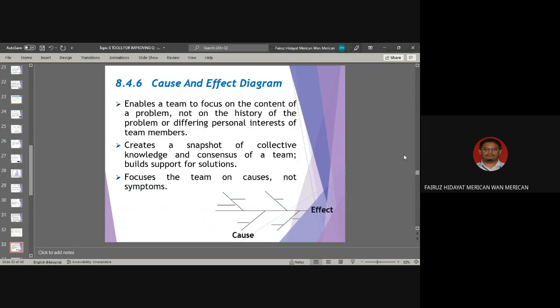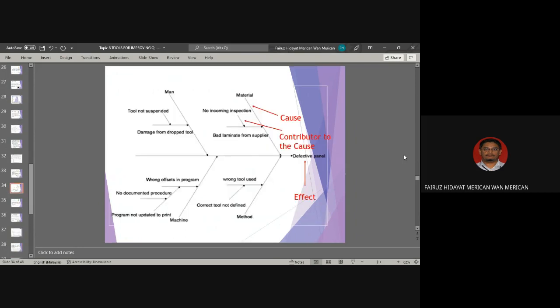So each of the bones will represent the different ideas, right, that the team has identified in terms of the causes of the problem. Okay, so you have the illustration there. So the effect, meaning the area that they need to determine, or the problem they need to identify in terms of the causes, will be the defective panel. Okay, so they have manufactured a panel, and in the end, it was defective. There are many defects on the panel they produced, so they had to determine what were the causes of the defective panel, and that's why they can use this fishbone diagram.